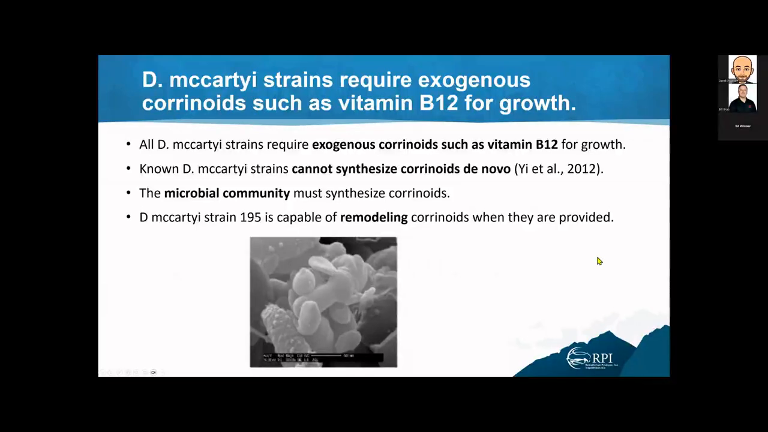As far as we know, known D. mccartyi strains cannot synthesize corrinoids de novo. In other words, they can't make them themselves. The microbial community must synthesize these corrinoids. D. mccartyi 195 is capable of remodeling corrinoids if they're given by the larger microbial community. So no B12, no D. mccartyi.